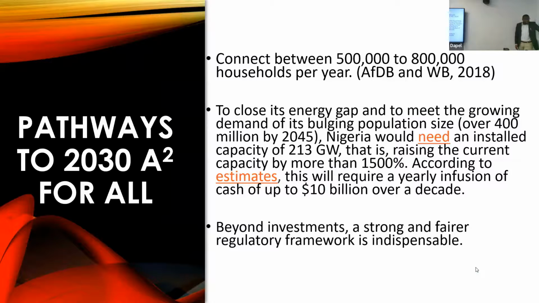Now, pathways. If we must achieve that, then we must raise the speed of connection to 500,000 or almost 1 million every year. There are 40 million households in the country. So if we connect 1 million or 500,000 every year, this is based on estimates by the African Development Bank and the World Bank. Then on the side of money, we need $10 billion every year for 10 straight years. That's an enormous amount of money. And that should raise our grid capacity to 213 and be able to evacuate that to end users with minimal losses, right? Germany is trying to intervene at some point.